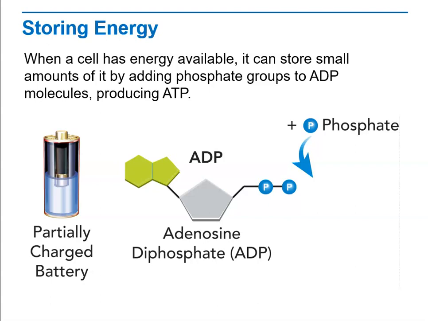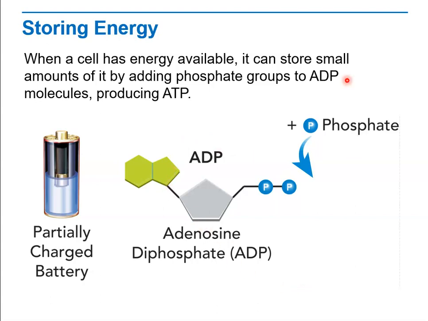ADP is like a rechargeable battery that powers the machinery of the cell. Think about ADP as a partially charged battery. It's not fully charged and it's never fully discharged. Like a partially charged battery, ADP can still store more energy. It has some energy in it, but it can store more energy.